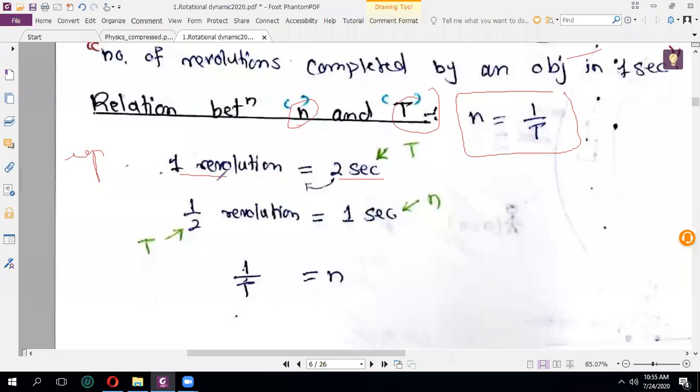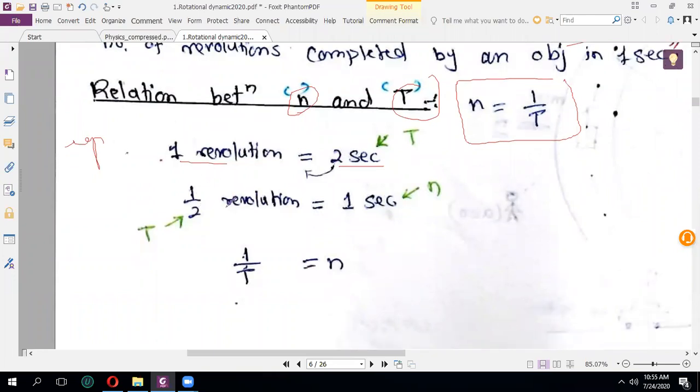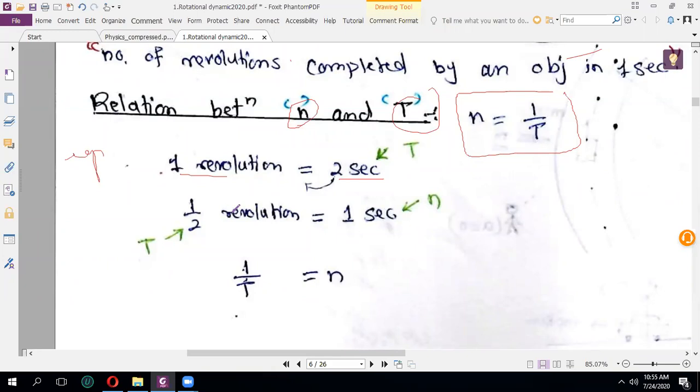That means in 2 seconds the car completed one revolution. So take this 2 from the left hand side. What are we getting? Sir, please explain once again. We are looking at the relation between n and T. Here we are checking whether n and T are related.